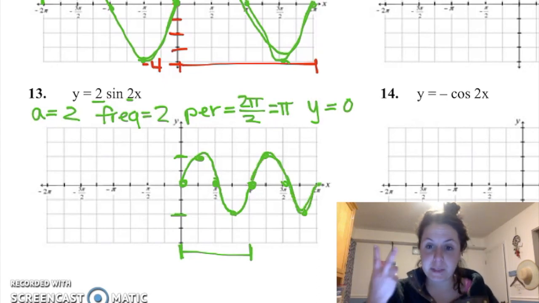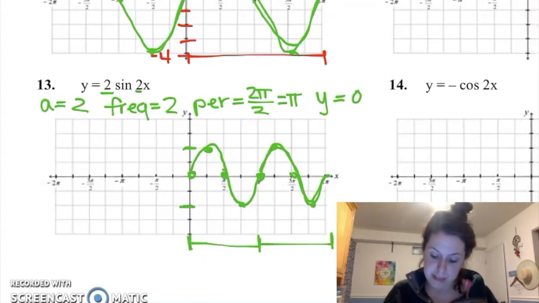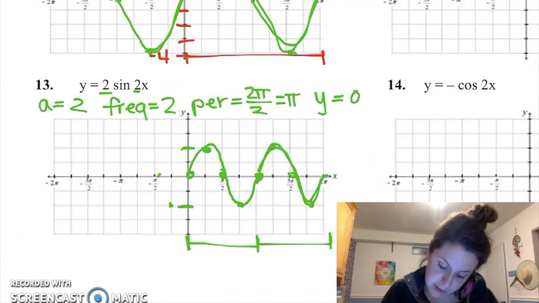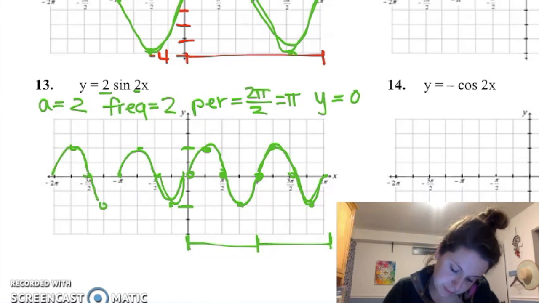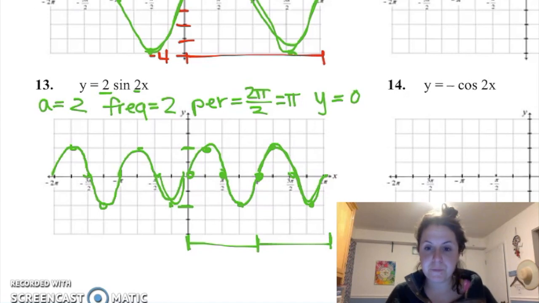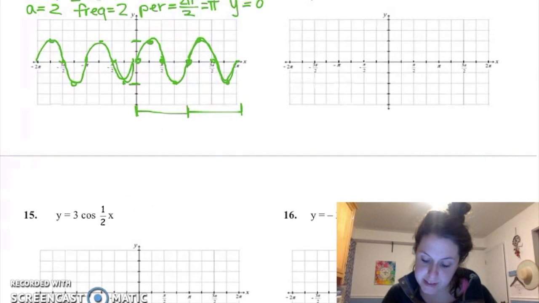And remember, your frequency is 2, so it makes sense that there are 2 full curves there. Same thing here. So this would go down, up, down. And then repeat it one more time. And that would be your curve. So let's look at another one.